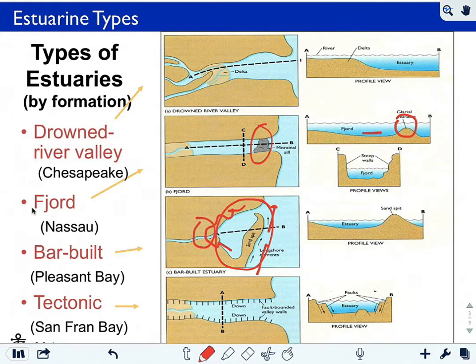And the last is a tectonic. A great example of that is San Francisco Bay, where you have plate movement leading to the formation of an estuary or a bay.